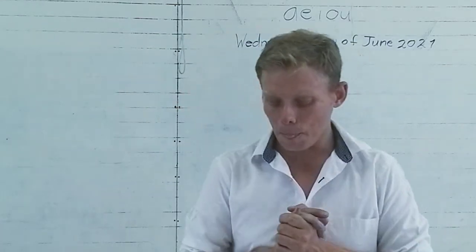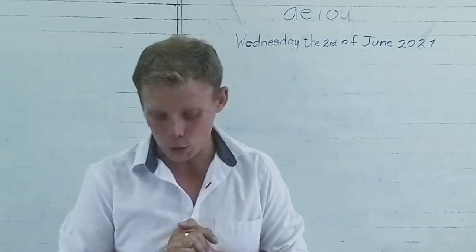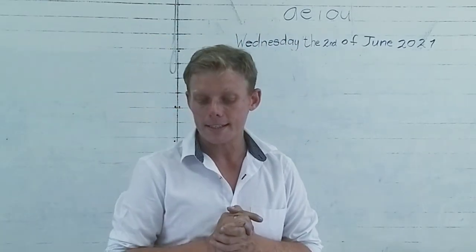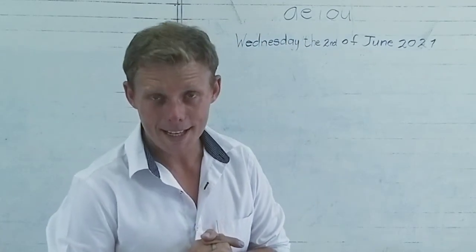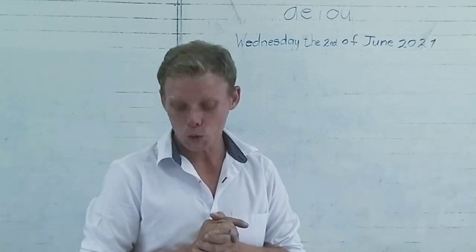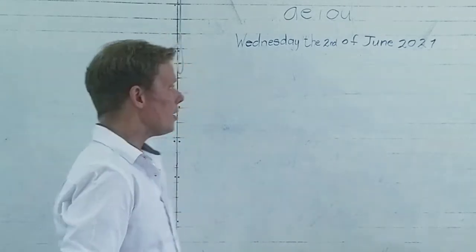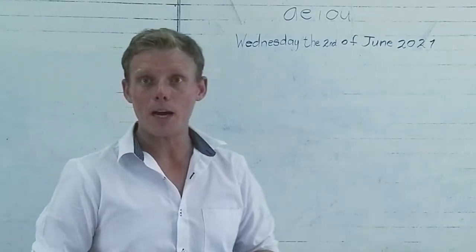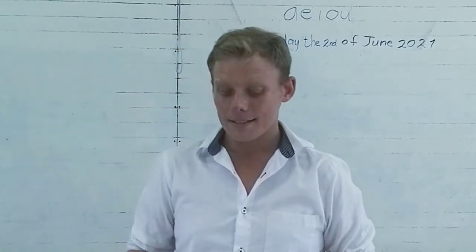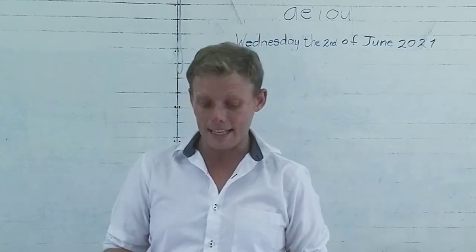What is the day today? Today is Wednesday, the 2nd of June 2021. Now, yesterday we talked about A, B, C, D, and E.